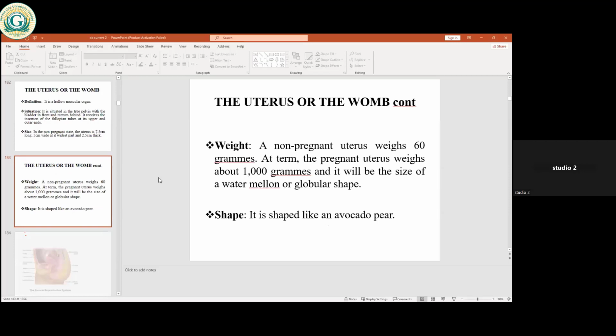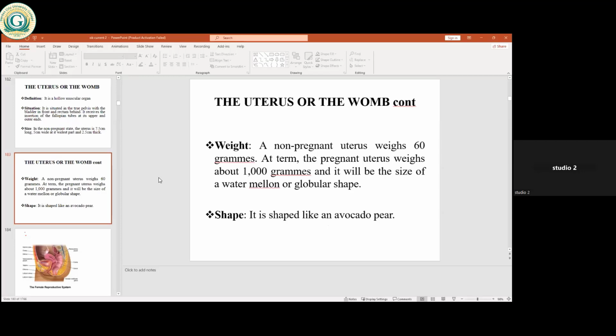In the non-pregnant state, the uterus weighs 60 grams. Like if some of my sisters are hearing me, they are not pregnant, then the uterus weighs 60 grams. But as soon as the woman becomes pregnant, the weight changes to 1,000 grams.